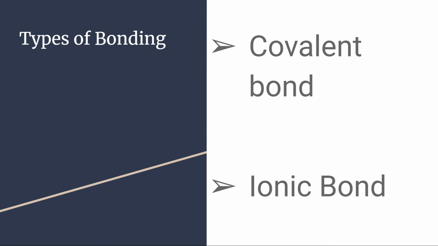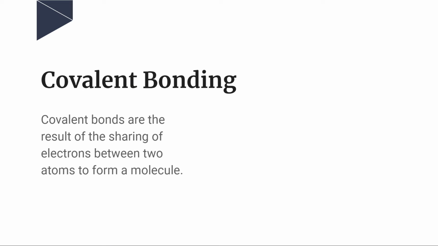So what are the types of bonding? We have 2 types of bonding. We have covalent bonds and ionic bonds. Let's learn a little more about them, shall we? We have covalent bonds. Covalent bonds are the result of the sharing of 2 electrons between 2 atoms to form a molecule. These covalent bonds actually share the electrons, right?